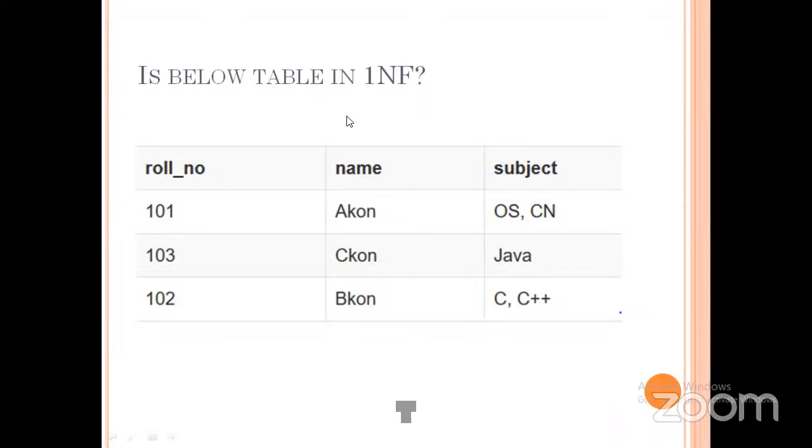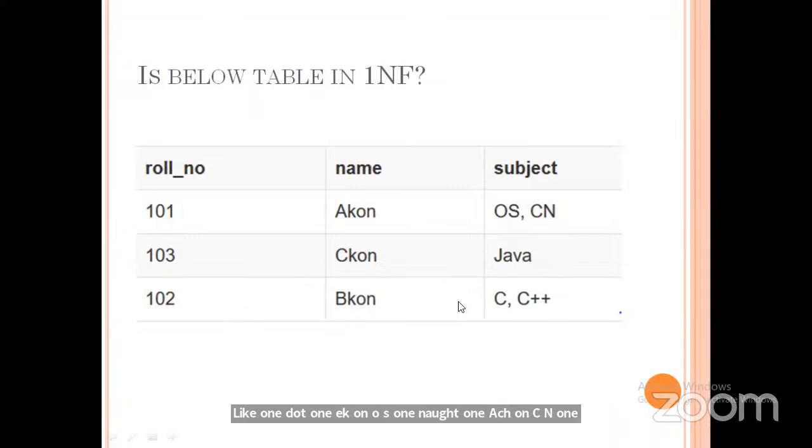So according to the first normal form, this table is not 1NF. Why? Because 101 name and he is having two subjects. To convert into 1NF, we need to write like this: 101 econ OS, 101 econ CN, 103 Ccon Java, 102 Bcon C, 102 Bcon C++. So that means what here?